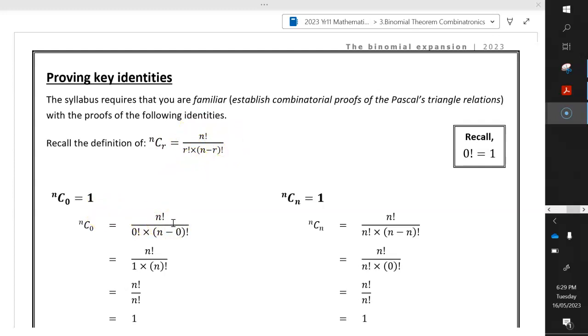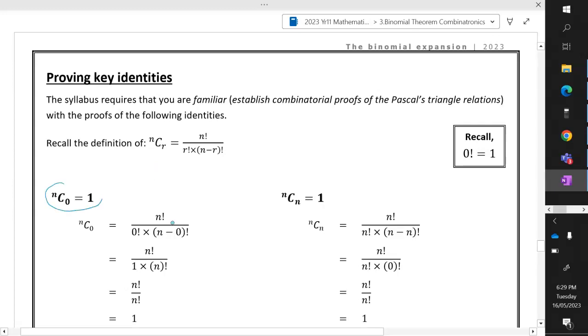So basically, when we're looking at proofs, we start with the left-hand side and write down what the left-hand side is. In this proof, we want to prove that this is the case. So we start with our left-hand side, which is NC0, and we work through and try to get to the right-hand side. That's generally how we do a proof, unless we get into mathematical induction, which is slightly different. And we can do the same with the NCN.